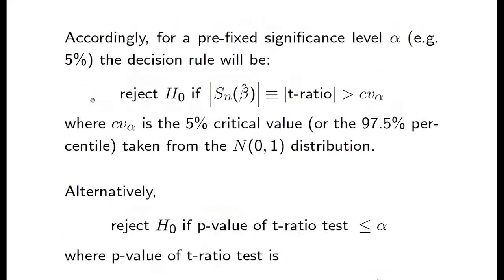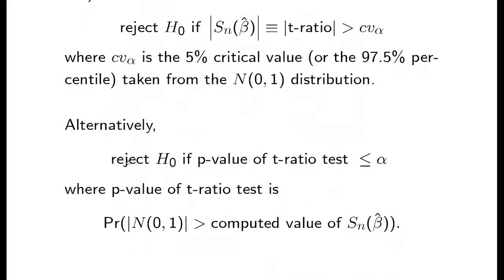The alternative way to go, the one based on the p-value, will be reject the null if the p-value of the t-ratio test is equal or less than 5%. What is the p-value? The p-value will be calculated like the probability that the normal 0, 1 will be larger than the t-ratio I'm computing.